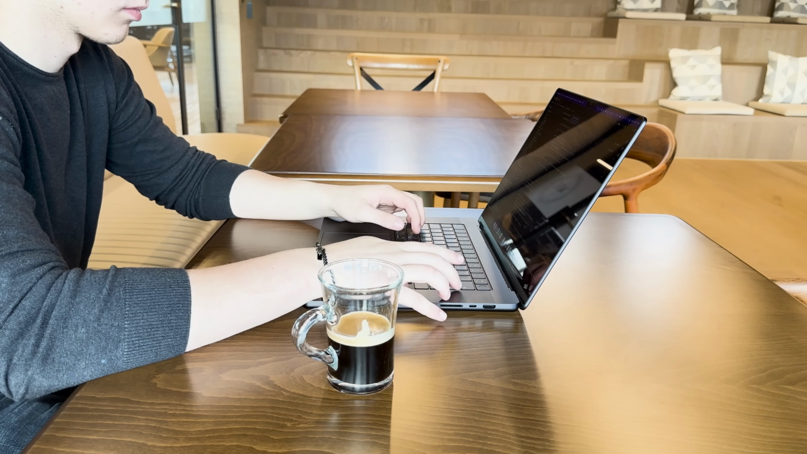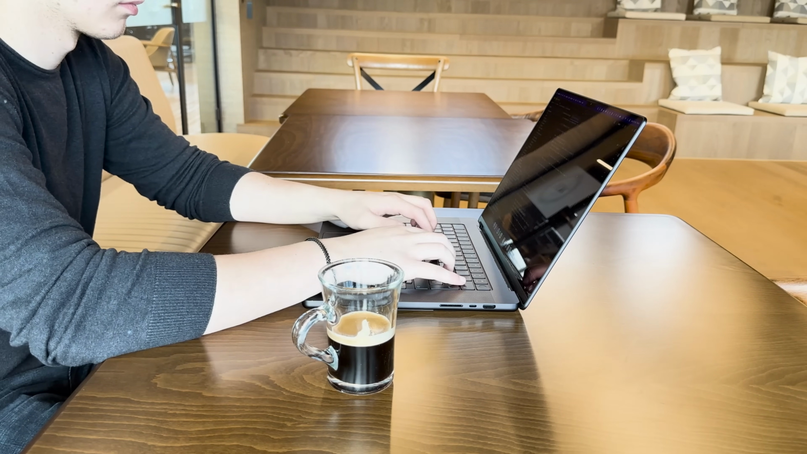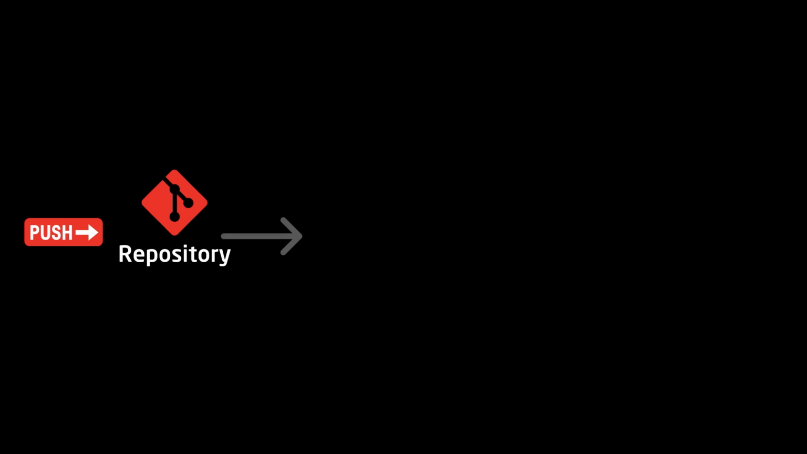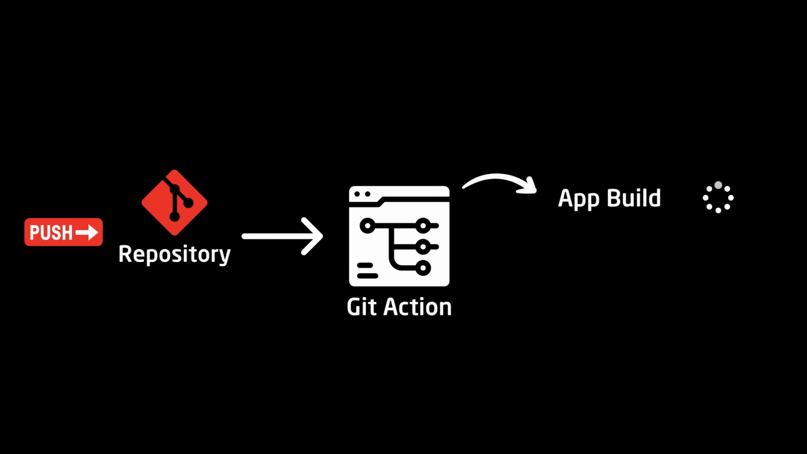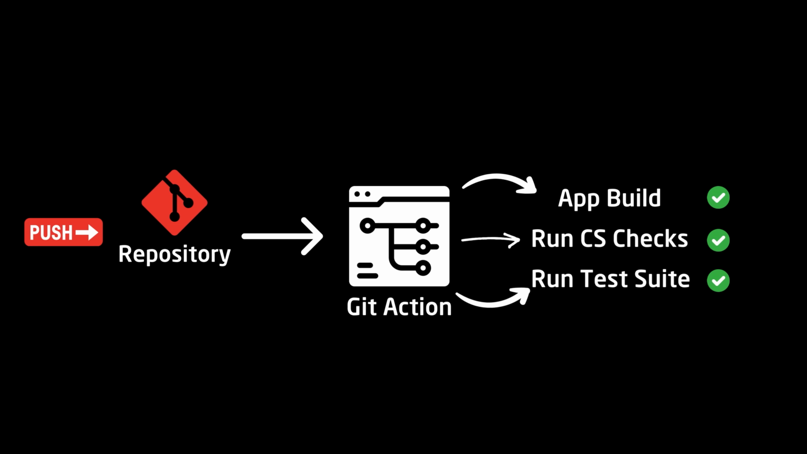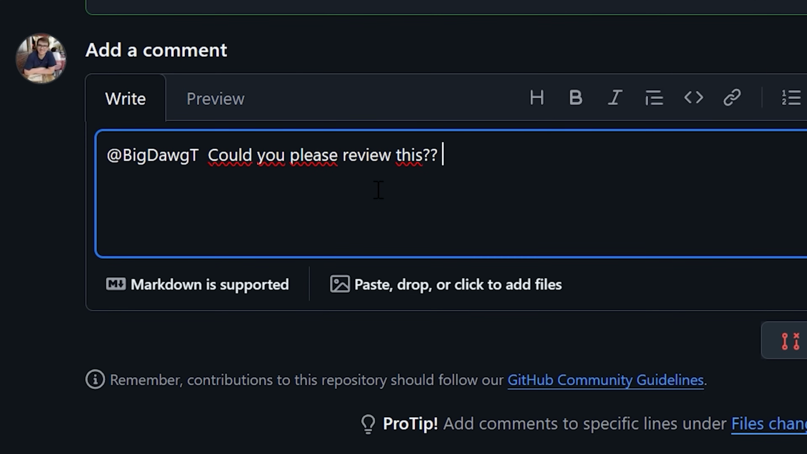But before someone else is going to look at my code, I should make sure that our pipeline passed successfully. After each push to the repository, an automated process is triggered that builds the application, runs code quality checks, and runs the entire test suite. And only if all checks pass, it's time to request a merge review from one of my team members.